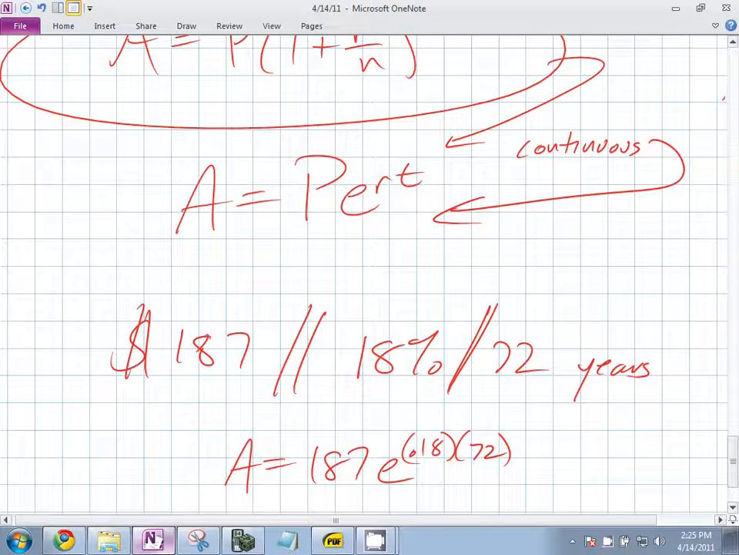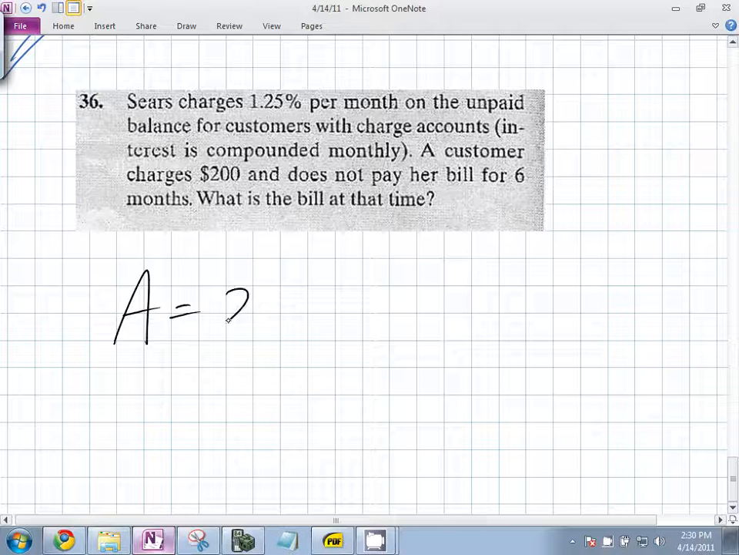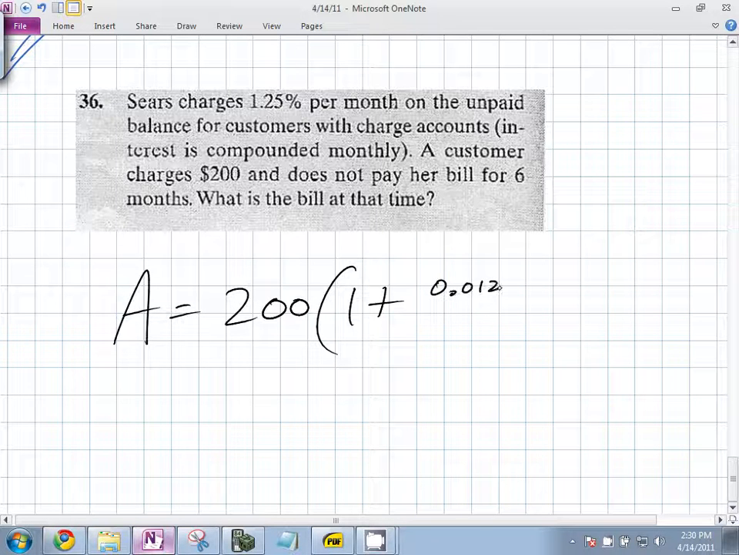For example, let's just talk about this one, where they do something tricky. Sears charges 1.25% per month on unpaid balance for customers. So if you had a $200 balance for 6 months, what's your bill going to be at the end of 6 months? You have to set up the formula. What's your starting amount? 200. 1 plus, what's the interest rate? 1.0125.